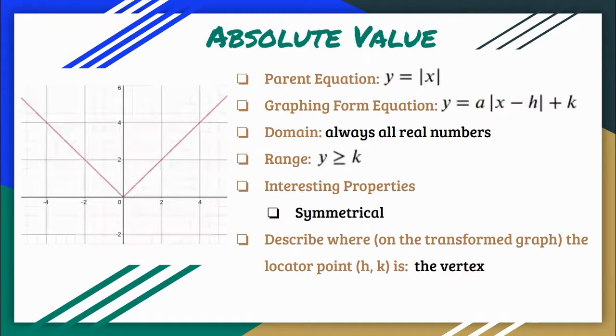Then we have the absolute value function, parent equation, graphing form. Our domain will always be all real numbers because it's going in the left and right direction forever. Our range is y is greater than or equal to k, so whatever your k value is, unless it is reflected over the x-axis, then it would be y is less than k. So again, just depending on the direction of your graph. It is symmetrical, and again, the vertex is where our h and k is. So this is similar to our quadratics in that sense.